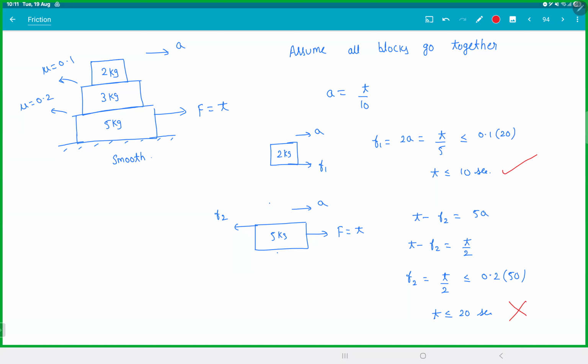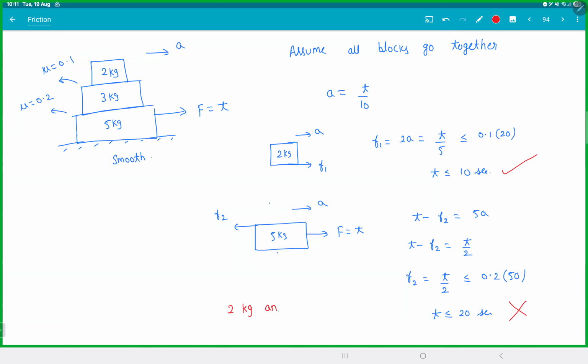This you have to do every time. Luckily here it looks like the 2 kg is slipping first, but this is not necessarily true. I can mess up the values. If I had kept this 0.3 and this 0.1, I could have made the 3 kg slip first. So it all depends on the values. So you can adjust them. So here this is clear. So at 10 seconds the 2 kg is slipping first.